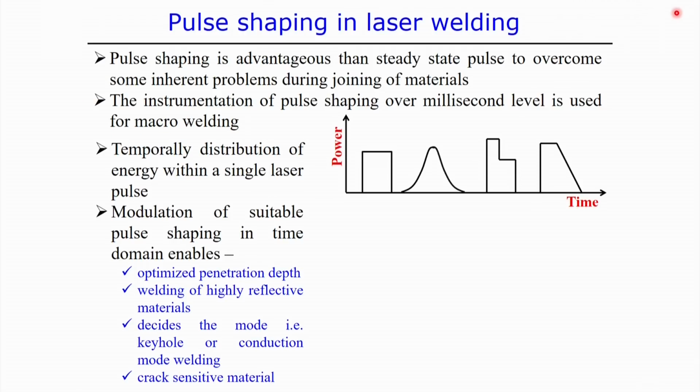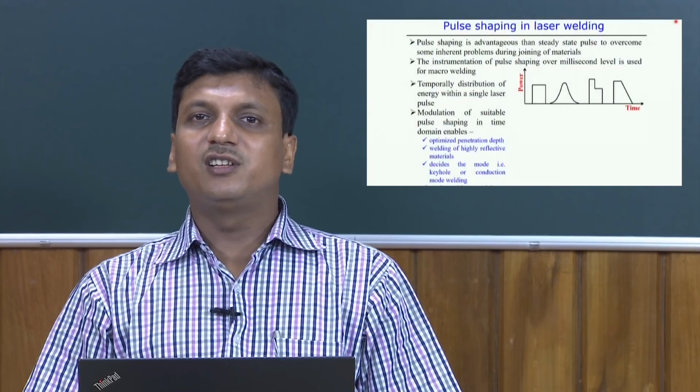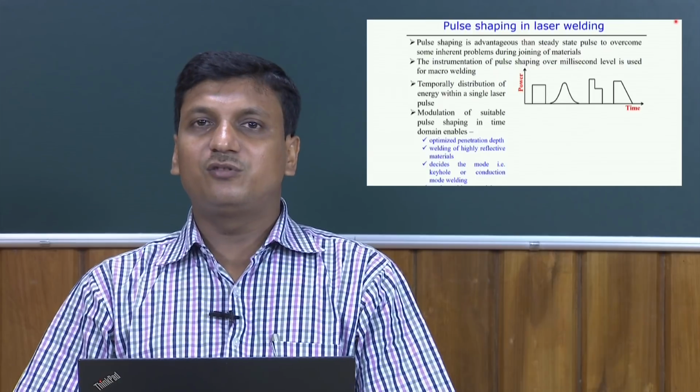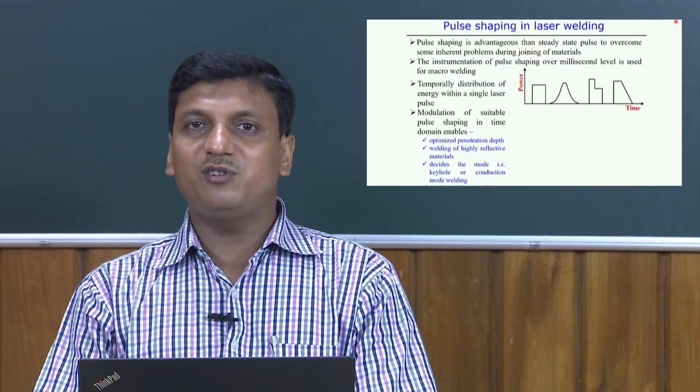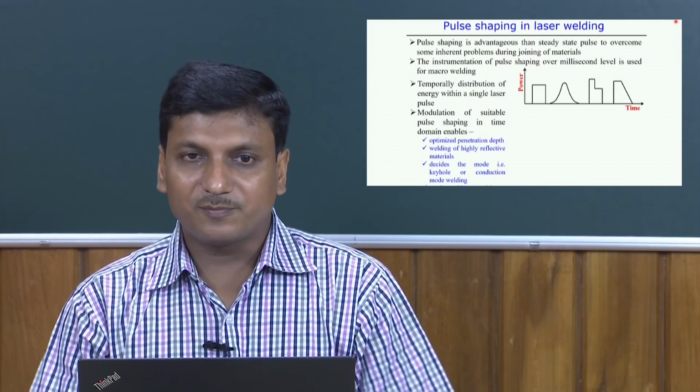Simply, pulse shaping means we understand the temporal distribution of the energy within a single laser pulse, but modulation of the suitable pulse. Basically, if we create a different shape of the pulse from the laser source, that actually helps the applicability of the laser for different purposes.